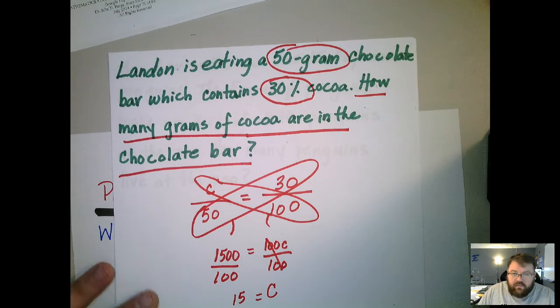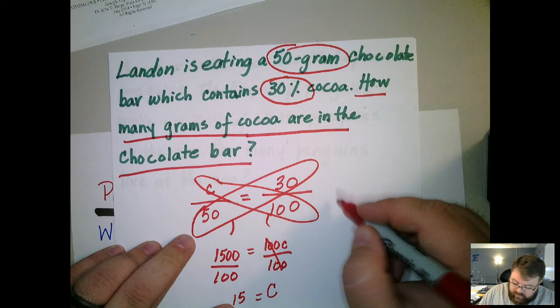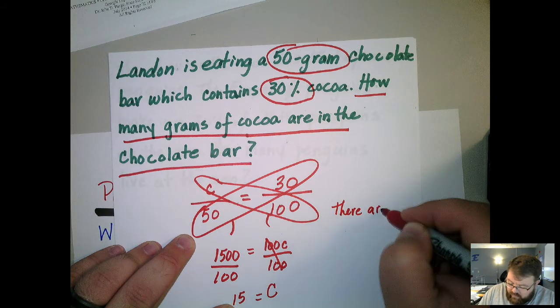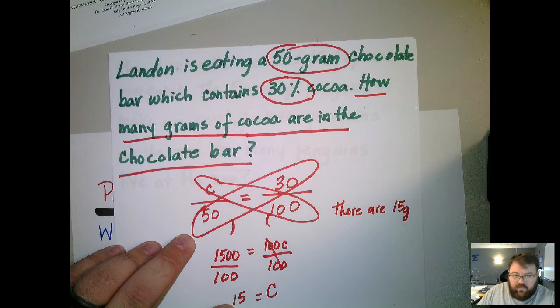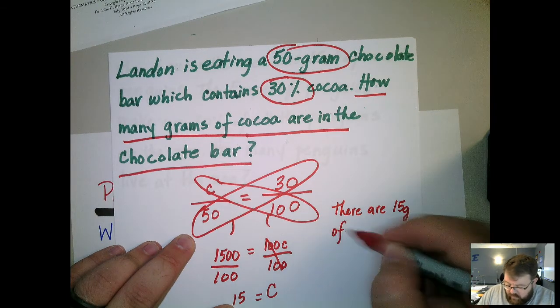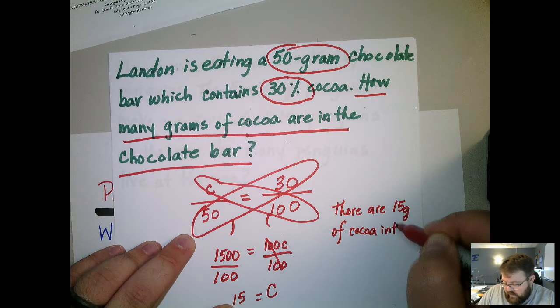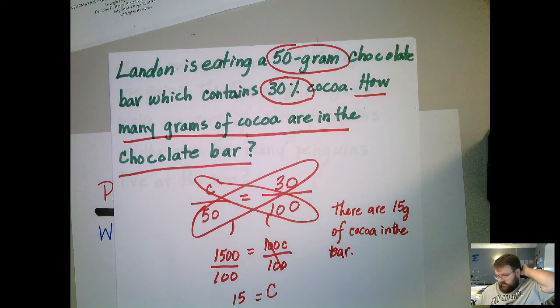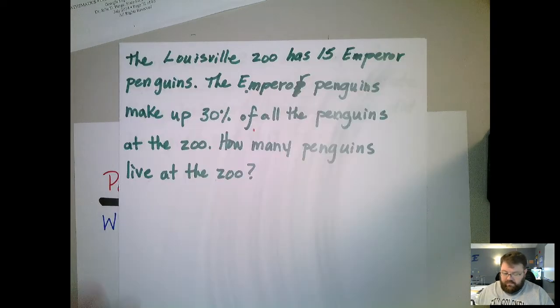What does this mean? Go to your question. There are 15 grams of cocoa in the bar. Okay? Alright.